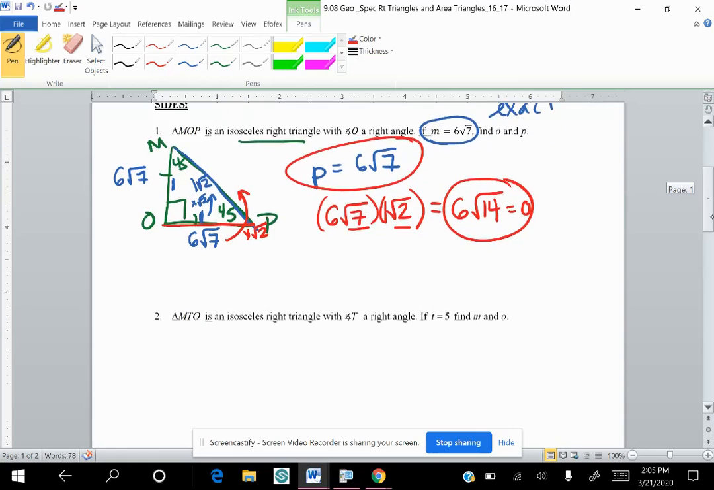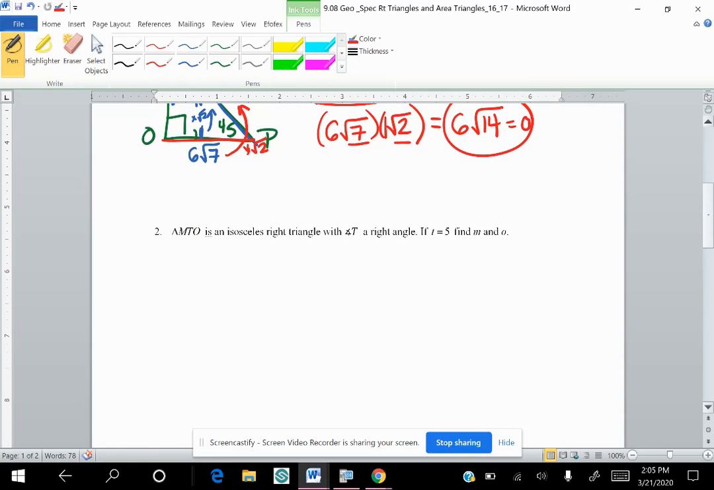All right. Number 2, we've got a triangle. I'm going to change how it looks because I think it's important you don't see them in the same position every time, because they won't always be. Angle T is our right angle, which means M and O can be either place. It's isosceles and it's right, meaning it's a 45, 45, 90 triangle.